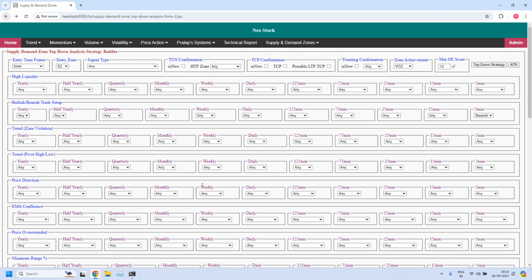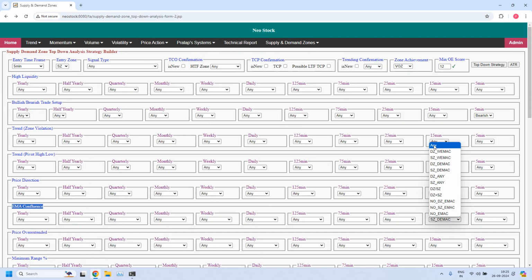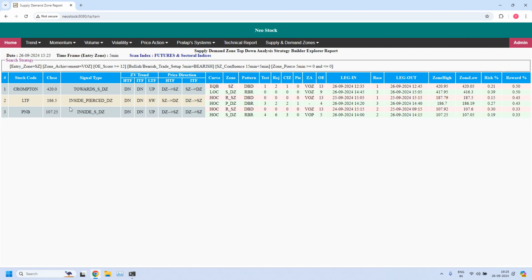Let's verify any EMA confluence. Mostly stocks are less, we may not have any, but let's verify. 15 minute supply zone with daily EMA confluence I enabled. So none of the stocks. Very good, no issues. Removed the EMA filter. Without the EMA filter, we got all the 3 stocks with LTF, ITF. Now let's verify whether they are having any HTF confluence out of these 3.